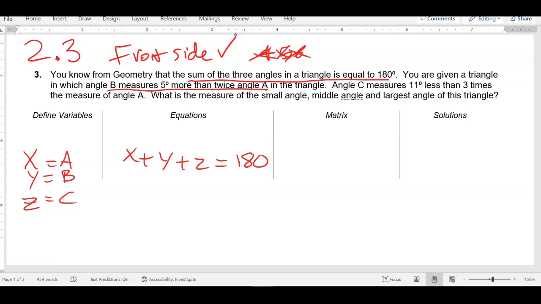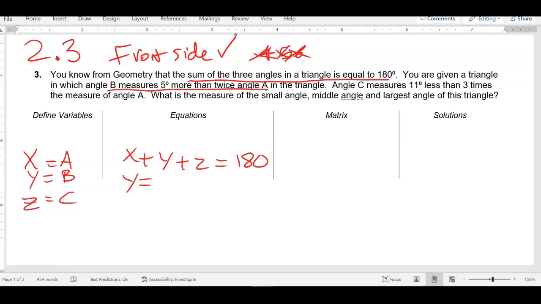Start with B. B is what letter? Y. It says measures, so it equals, and then how do I write 5 more than twice A? What should I write? Well, more than will be adding. Okay, so 5 more than will be a plus 5.